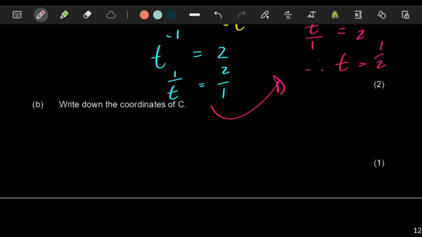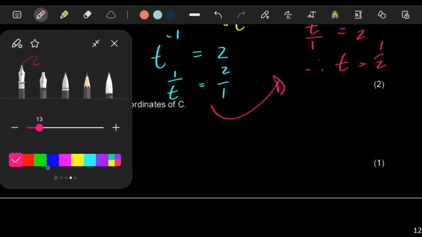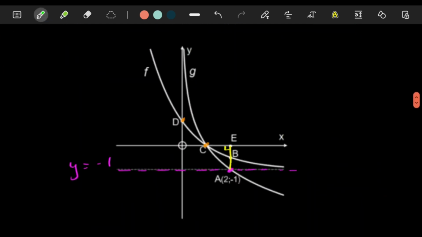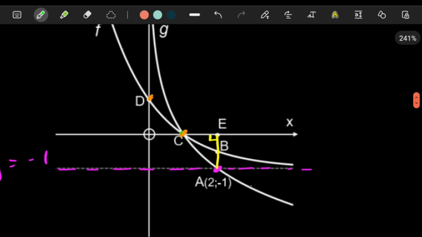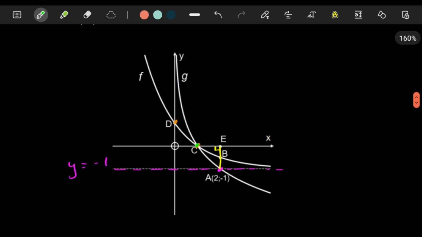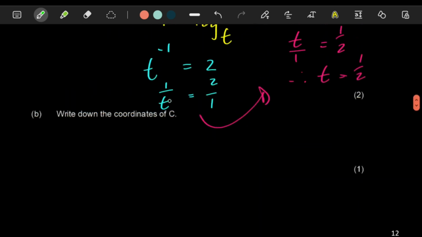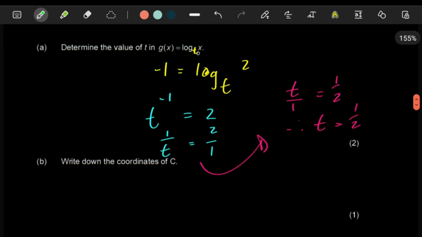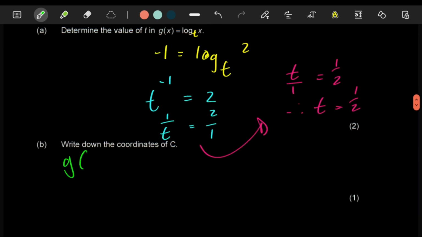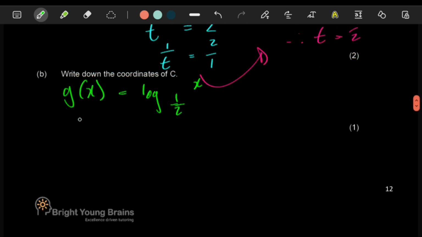For 1 mark here, write down the coordinates of C. Where is the coordinate of C? C is the x-intercept of the graph of g. So y is 0 here in the graph of g. So the graph of g, we know that g of x, we worked it out to be log base a half of x. So in our case, we want y to be 0, because we want C. So here, log base half of x.